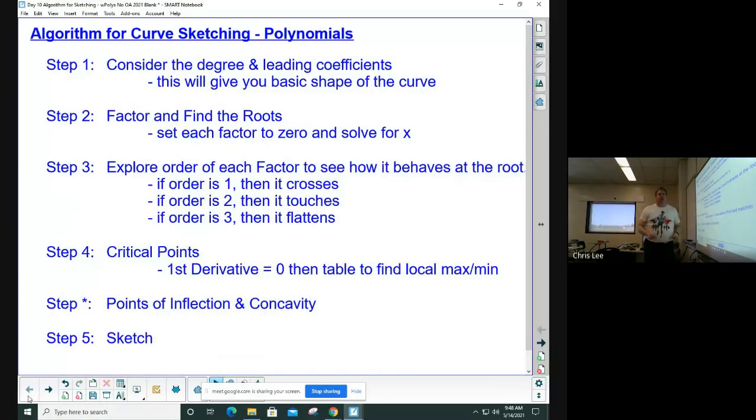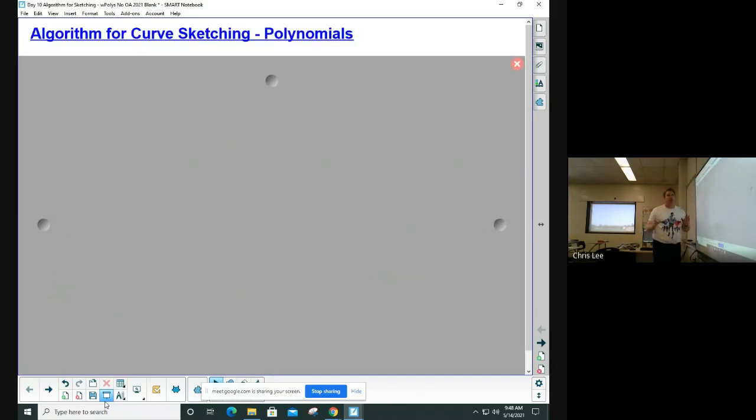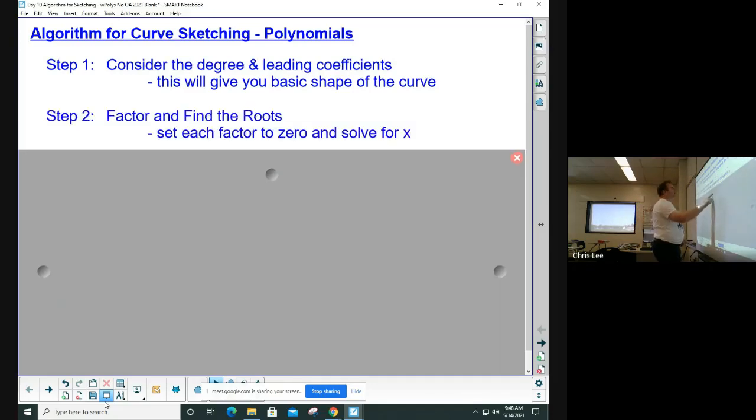Okay, so I'm just repeating this just for the recording. Sketching the polynomials, we're going to do the things that we did before. We'll consider the degree and the leading coefficient to give you the basic shape. Is it going to open up, down, x to the power of 4, x to the power of 3? The leading coefficient will tell you that.